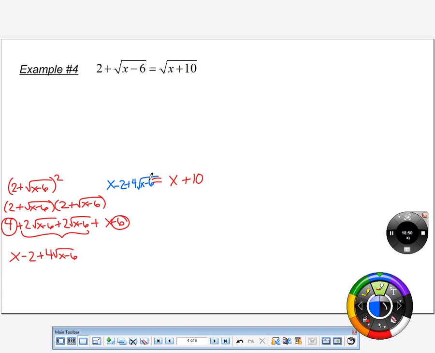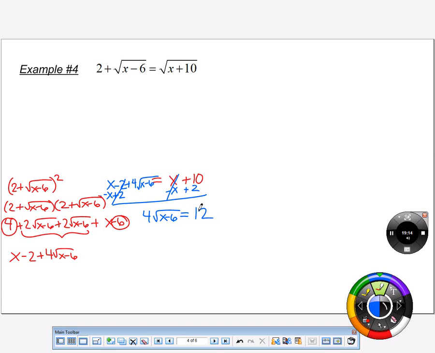Perfect. We still have a radical in our problem that still contains x underneath it. So we still are working to get that radical alone, which means I'm going to move the x and the 2 to the other side of the problem. So I'm going to get 4 times the square root of x minus 6. These x's cancel out. That's very nice. Equals 12. I would probably at this point do what?